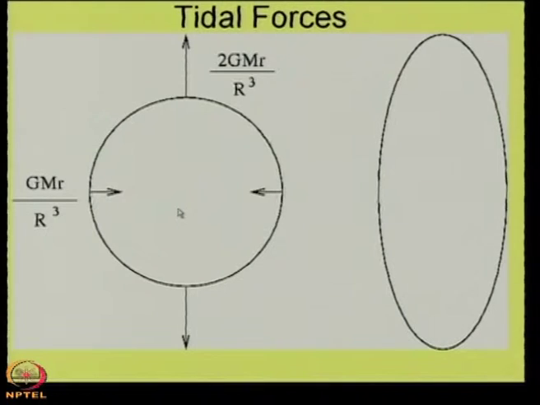These are called tidal forces, and if such a spherical object falls freely in the gravitational field of a massive object somewhere down below, these forces will try to deform this object into an ellipse like this. So this is the consequence of tidal forces.